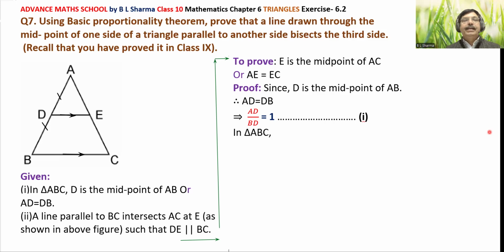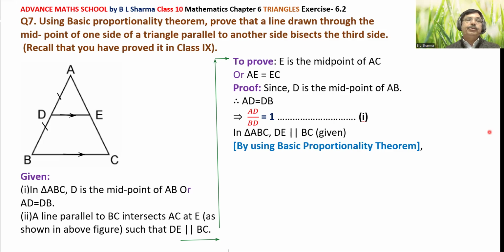Further, in triangle ABC, DE is parallel to BC, it is given. So by using basic proportionality theorem, AD upon BD is equal to AE upon EC, because DE is parallel to BC in triangle ABC. But now you will see that AD upon BD is 1 and AD upon BD is AE upon CE. So AE upon CE will be equal to 1.